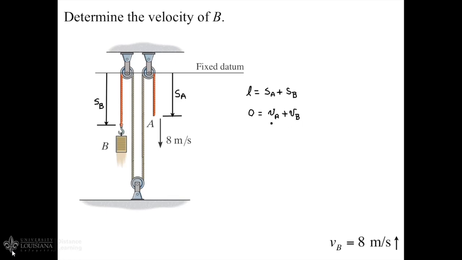And since we know what V of A is, it's 8, we can see that V of B is equal to minus V of A, or minus 8. And of course, that's meters per second. And the negative sign again says that B is moving upward, as you would expect, in the negative S sub B direction.